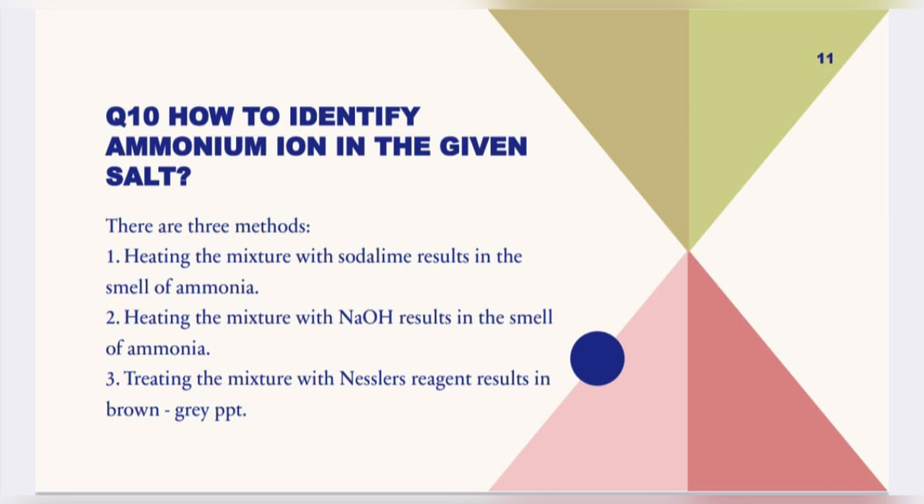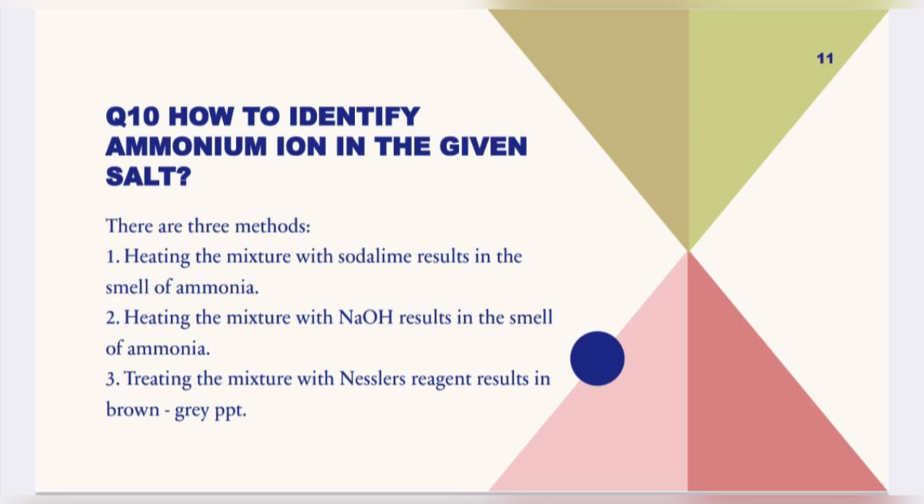How to identify the ammonium ions in the given salt? My dear friends, there are 3 methods over here. First, you heat the mixture with soda lime. That's a mixture of sodium hydroxide and calcium oxide. And that will result in the smell of ammonia. Everyone is aware of the smell of ammonia, isn't it? Second method is, you heat the mixture with NaOH. And that also results in the smell of ammonia.